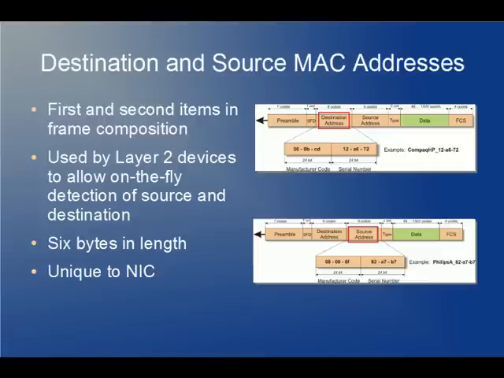The first and second item added to a frame are the destination and source MAC addresses. This is used by all Layer 2 capable devices to instantly identify where the frame in question will be going on the network and from which device it came from. These addresses are both 6 bytes long and are unique to the NIC that it was transmitted from or going to.